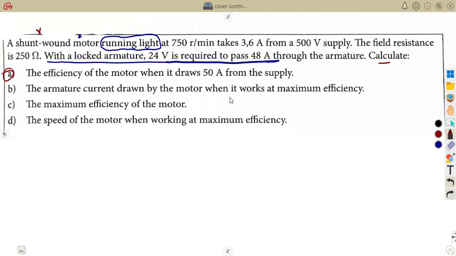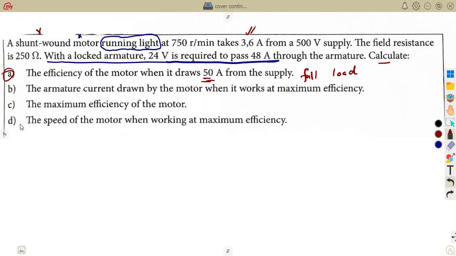Guys, is this motor drawing 3.5, 3.6 amps? No. It is now drawing 50 amps. Which condition is that now? Because before it was drawing 3.6 amps. We are now at full load. They are simply saying calculate the efficiency of the motor at full load. That is what we have there.